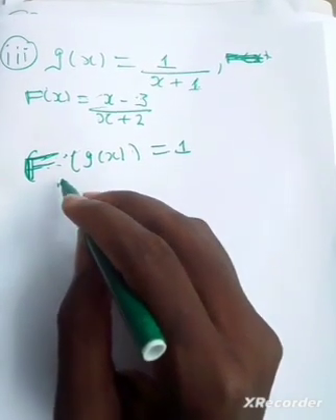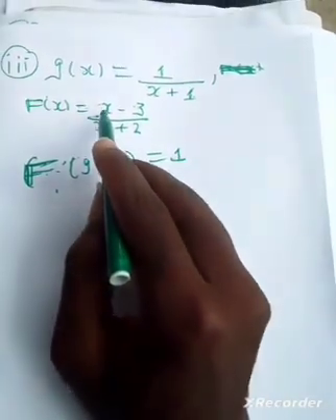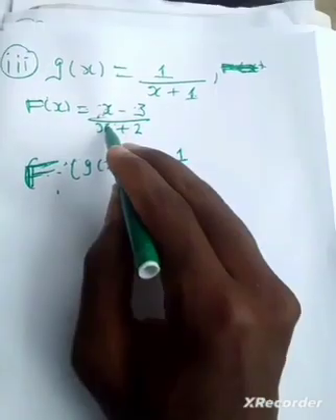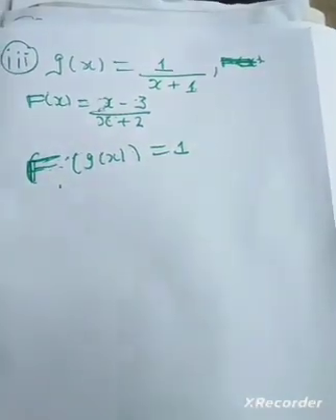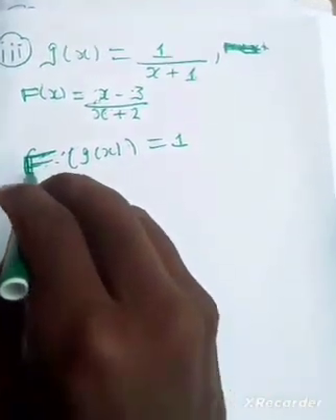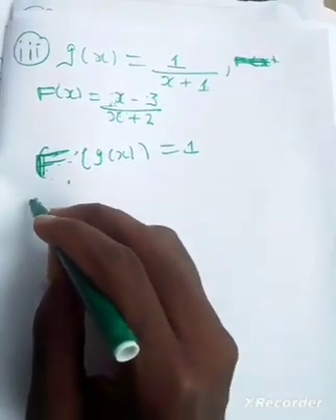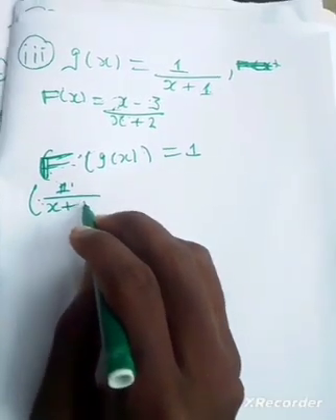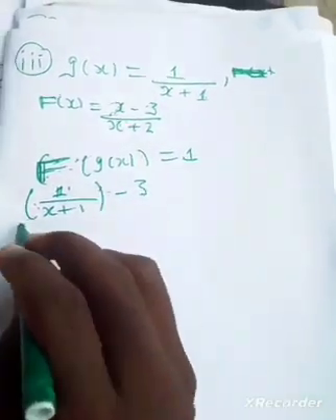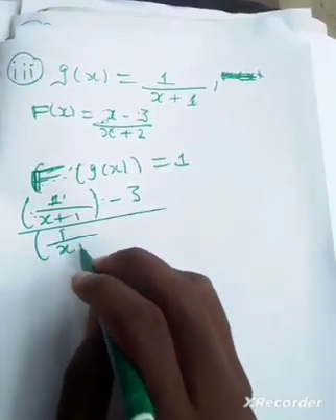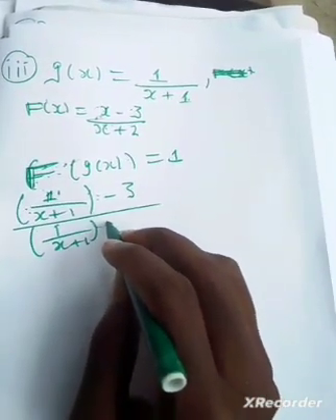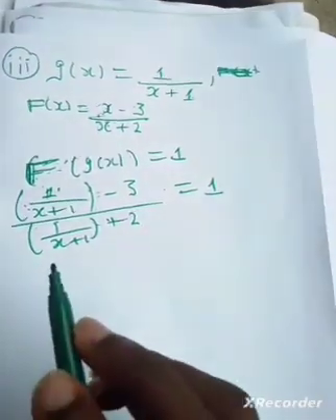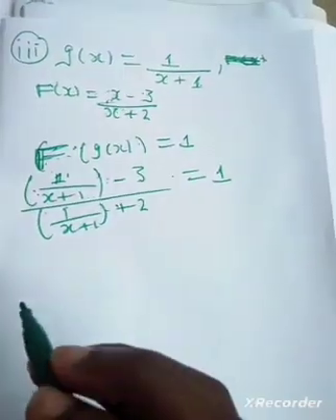Now, how do you find f of g? F of g is when you get this function of f, then where there's x, you substitute the whole function of g. Meaning where there's x here, I'll put this whole thing. I have found f of g. You substitute into the function f. So where there's x, I'll put 1 over x plus 1 minus 3 over 1 over x plus 1 plus 2 is equal to 1. So your job is to simplify this whole expression. After you simplify, then solve for x.